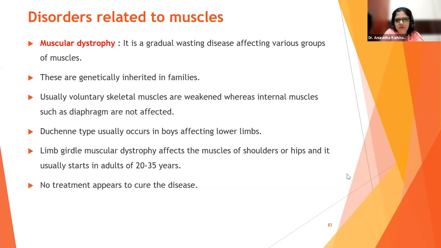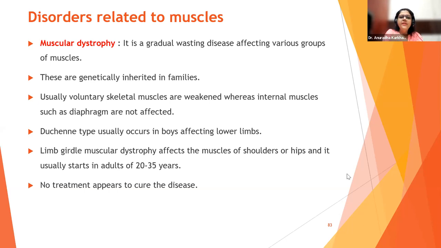First is muscular dystrophy. It's a gradual wasting disease affecting various groups of muscle. Wasting means they slowly diminish, they start fading away. We call it a wasting disease. These are genetically inherited in families. When I teach genetics to you, you will come to know what type of genetic disorder muscular dystrophy is. But it's a genetic disorder.